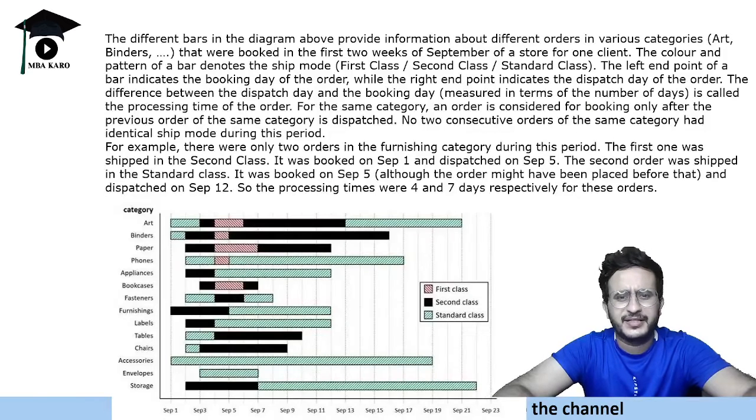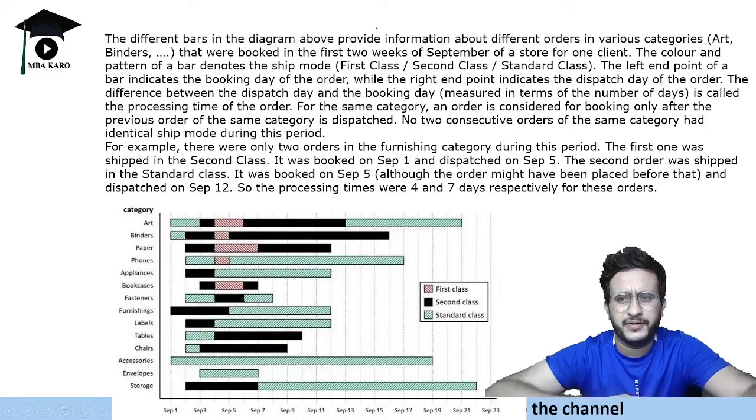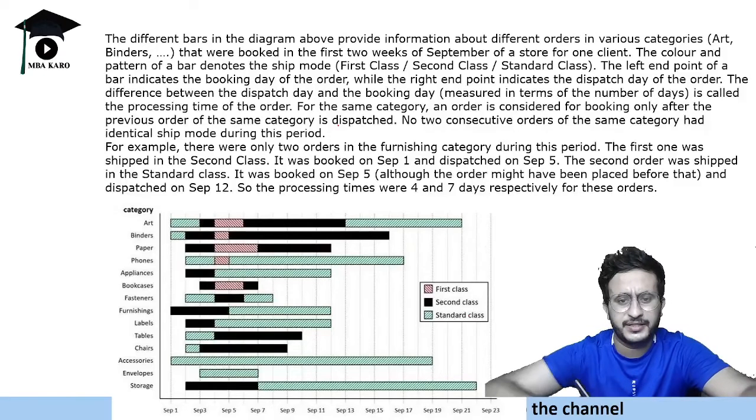So this says that you are given some bar graphs and these bars provide information about different orders in various categories, arts, binders, paper, etc. So these are the different categories. These are the orders shipped in that. And the color and pattern of the bar denotes the ship mode. So there are three kinds of mode. This red line shows first class, the black one shows second class, and the green one shows standard class. So three classes of shipment.